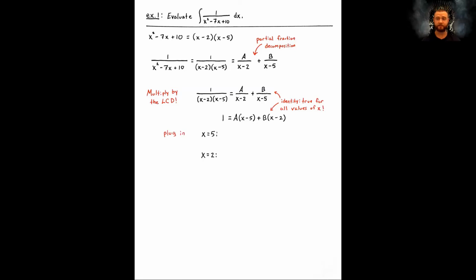All right, you could again pick any values for x that you want, but these values, 5 and 2, individually make one of the factors 0. So it'll be very easy to solve for A and B. That always happens in the case for distinct linear factors. All right, let's plug in x equals 5 to both sides of this equation.